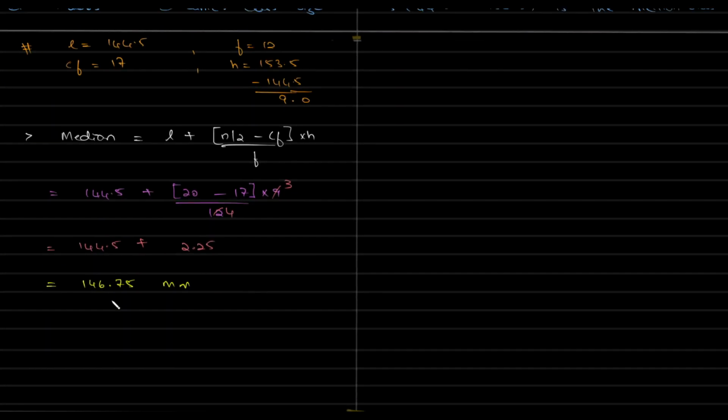By this time I could have done the division also actually. Anyways, the median is equal to 146.75 millimeter. Median length of the leaf actually. Length of leaves is equal to this particular value.